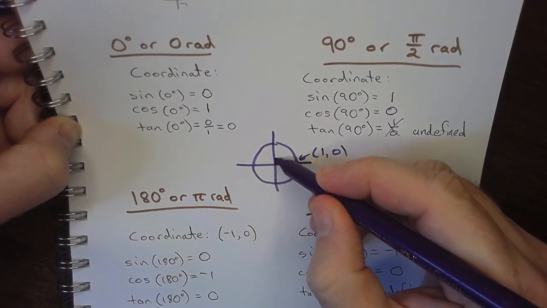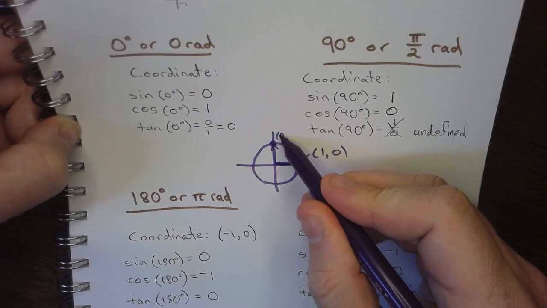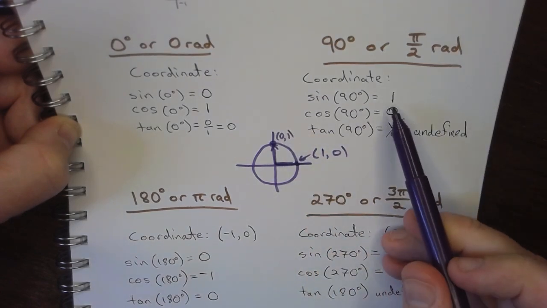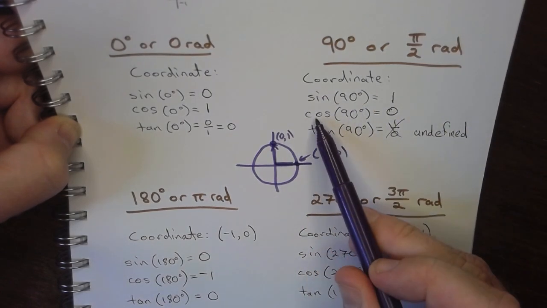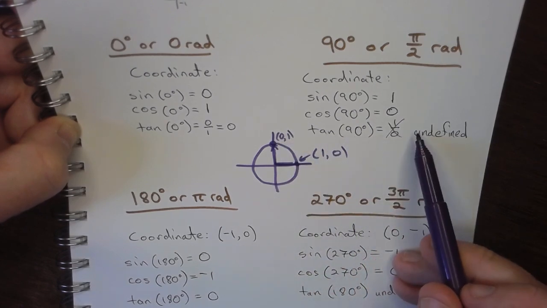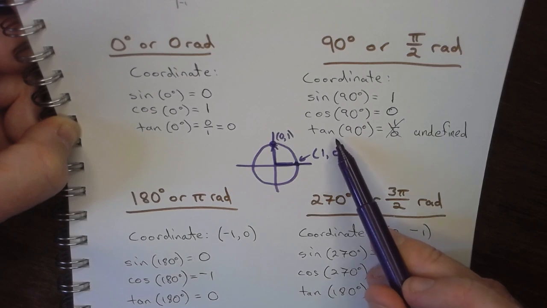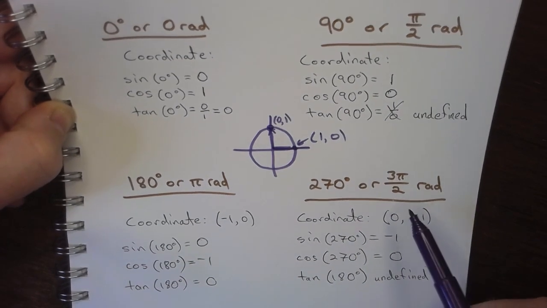90 degrees, that's where we'd be sitting up here. And that point's coordinates are, of course, x equals 0, y equals 1. So we have sine of 90 degrees is 1, cos of 90 degrees is 0, the x coordinate. Tan of 90 degrees is a bit of a weird one, 1 divided by 0, which is undefined. So we have no value for tan at 90 degrees.